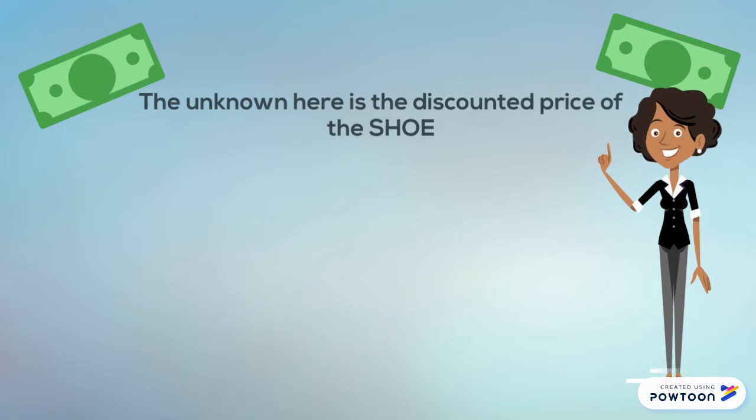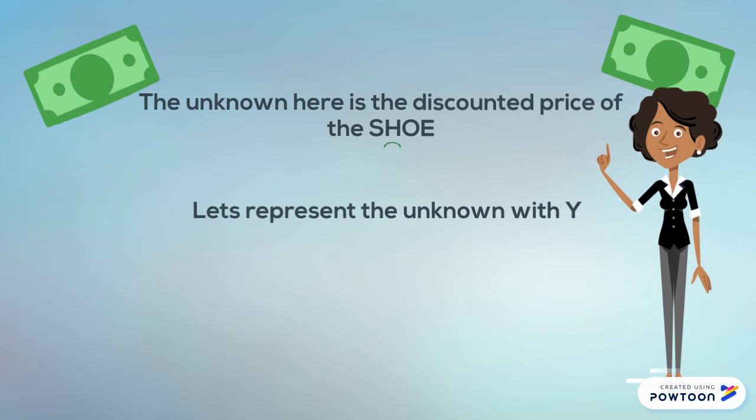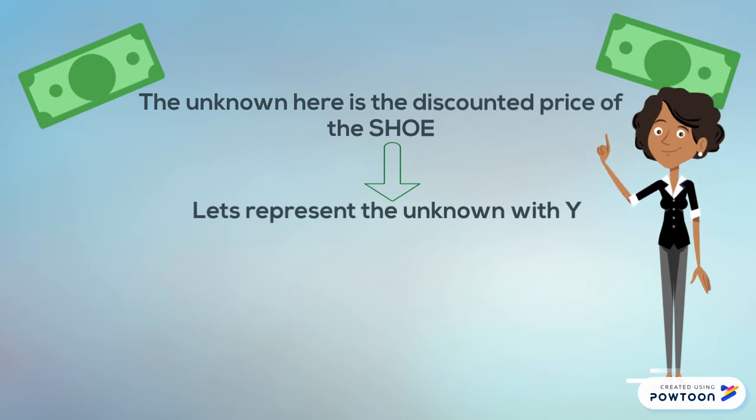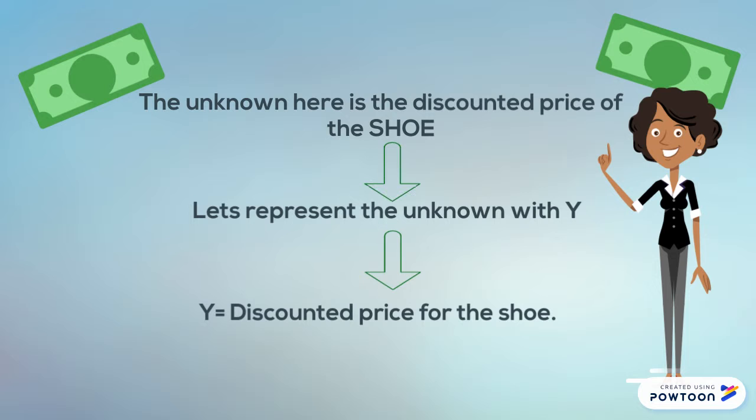The unknown here is the discount price of the shoe that Maria will pay to get the shoe she wants. Let's represent the unknown here with y. Y equals discount price of shoe. The y here is also the amount of money Maria needs to bring with her to buy the shoes.